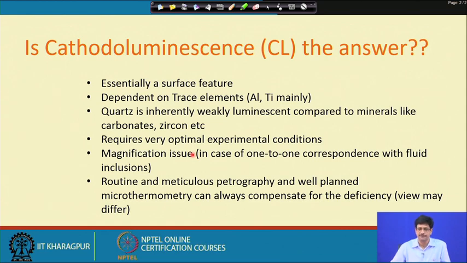such kind of studies are not very widely successful, because it also depends on a very optimal combination of experimental parameters to get good cathodoluminescence images. They are supposed to reveal the different growth zones or different domains in a quartz grain.